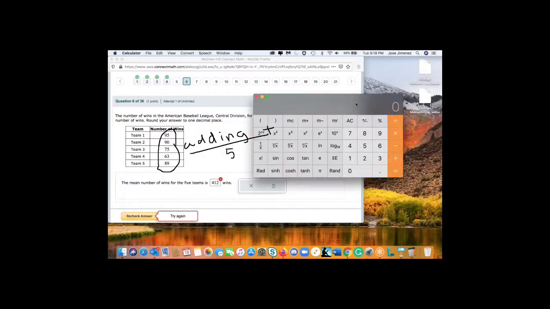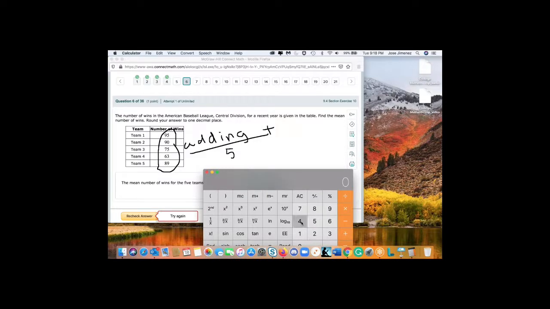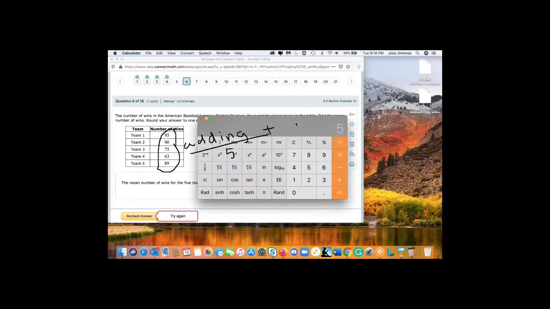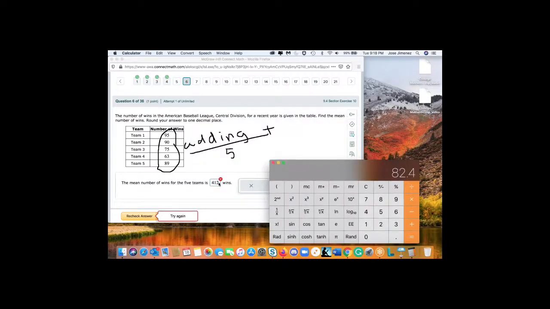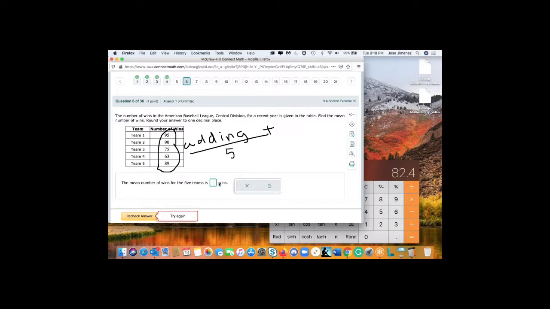The dividing. So say 412 divided by 5. I should have 82.4. Yes, so yes, 82.4. Yeah, that's what we do.